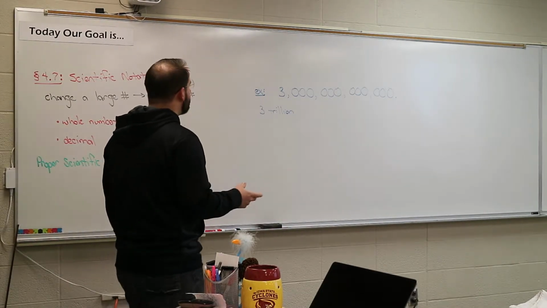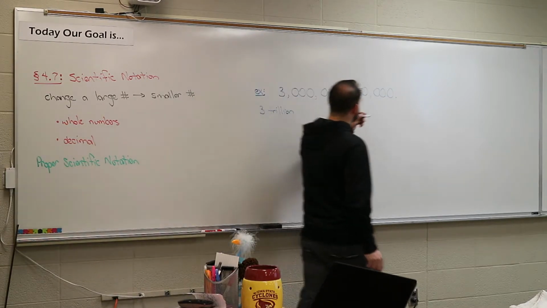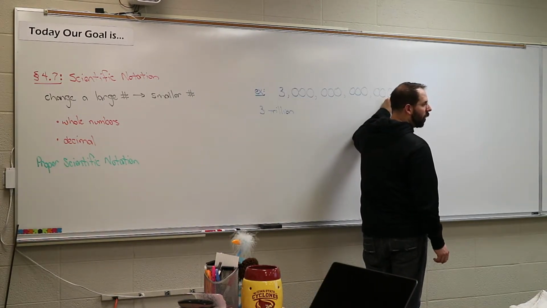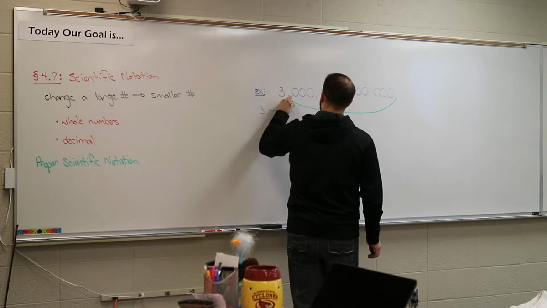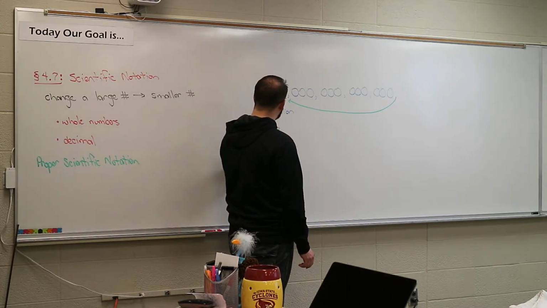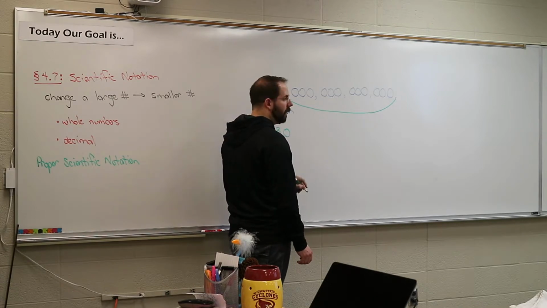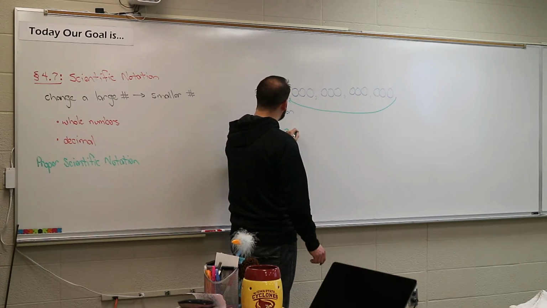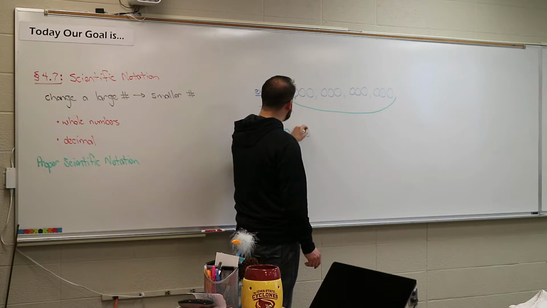Now, here's the idea. How you actually change this. You need to take the decimal, move it all the way to the front. Okay? And you got to put it behind the first number. Now, how this works is you're going to put a times 10 behind it.